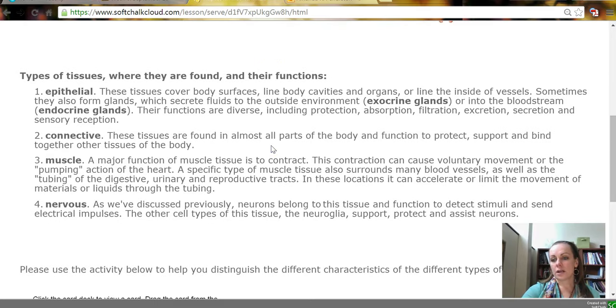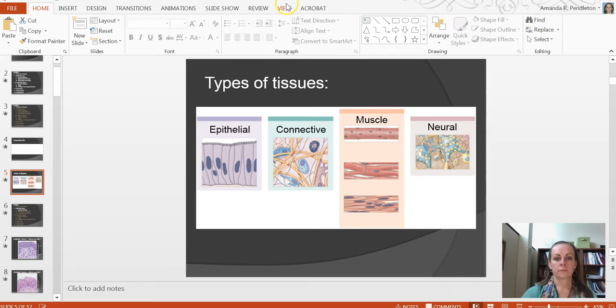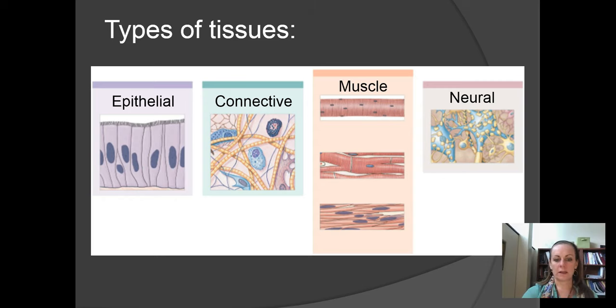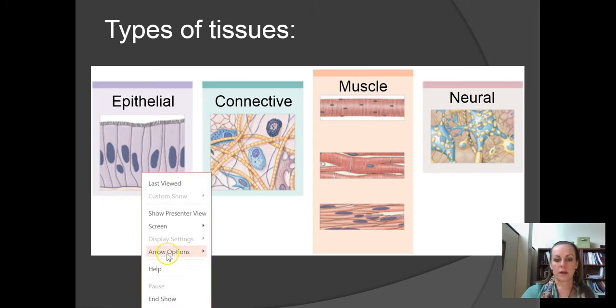So if we're starting with the 4 types of tissues, these are the 4 types: epithelial, connective, muscle, and nervous. If we look here on this slide, this is showing us a cartoon representation of the 4 different types of tissue. So we have epithelial, connective, muscle, and neural.